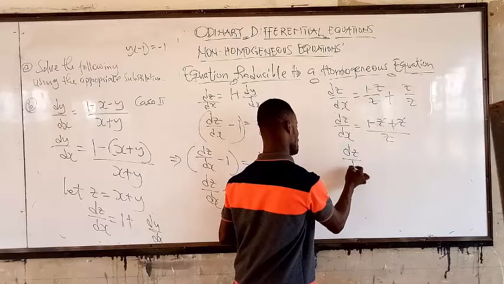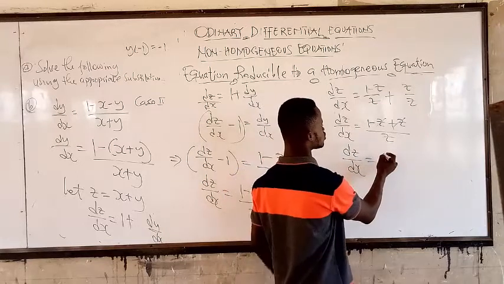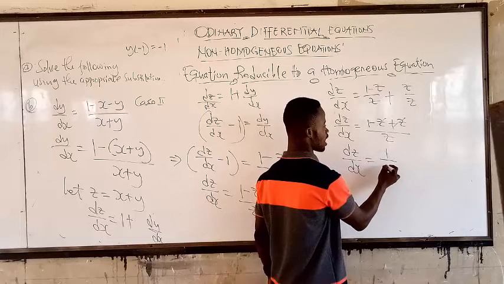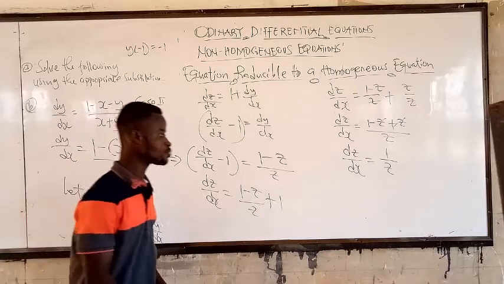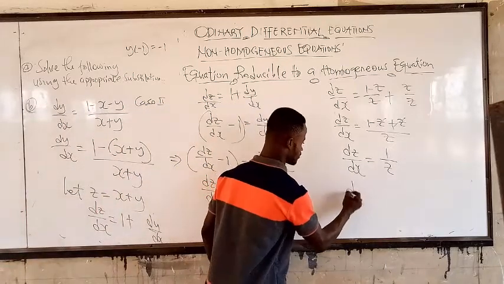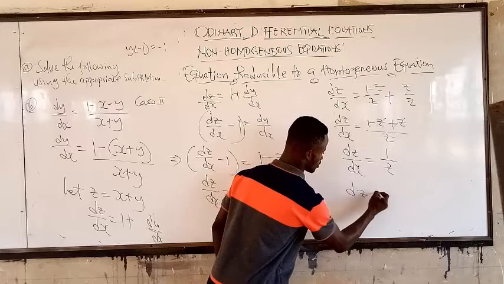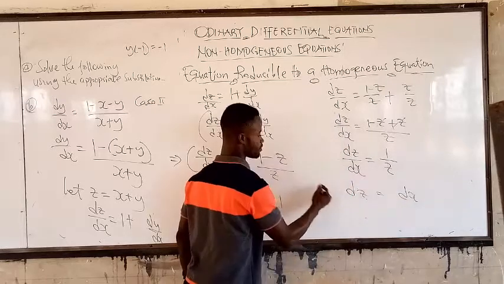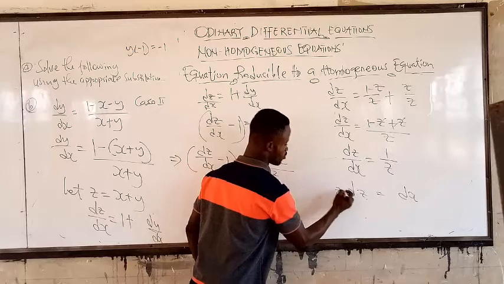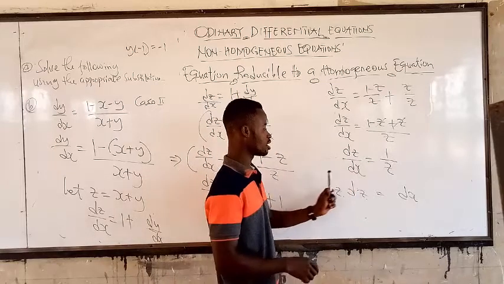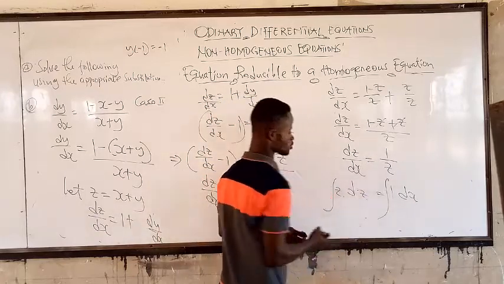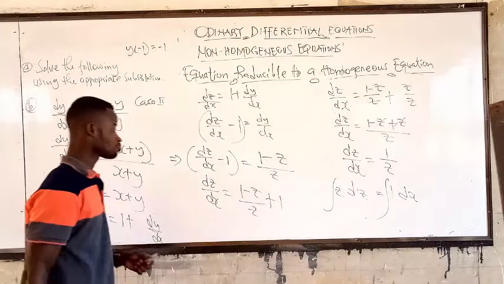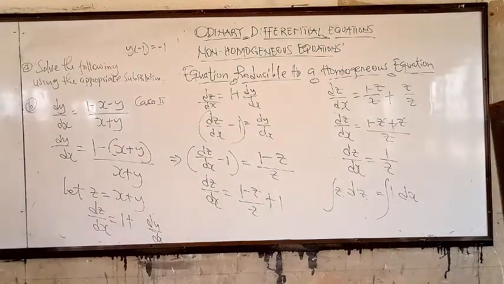So dz over dx is equal to 1 over z. How can we do this in separable form? So here we get z dz equals dx. Like cross multiplication, z will come here, and dx goes to this side. Integrate both sides. This question is just simple. And then I'll come back to make sure you write that part.